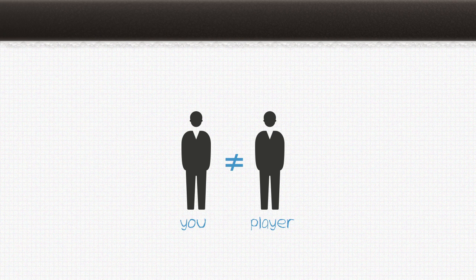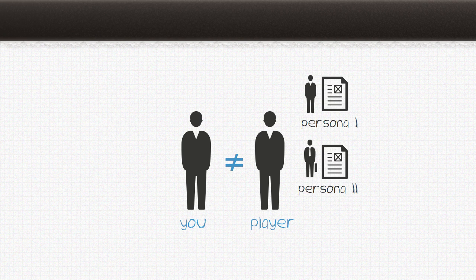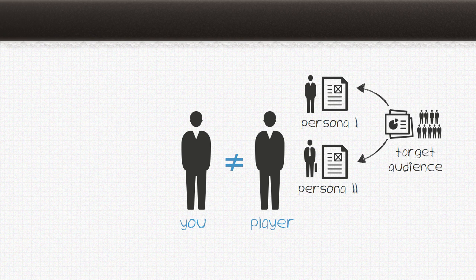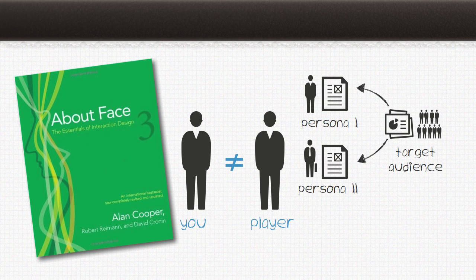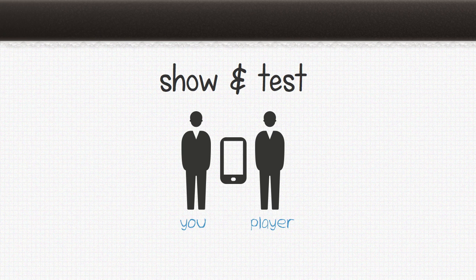Try to get a deep understanding of the potential player. What games has he played? What expectations and previous experiences is he bringing along? Try to write 2 or 3 personas to put yourself in the player's shoes. Personas are incarnations of your target audience. Check out some online articles on how to write a persona or get the book About Face written by Alan Cooper. Show and test your game early and often, but don't lead the tester through your game.